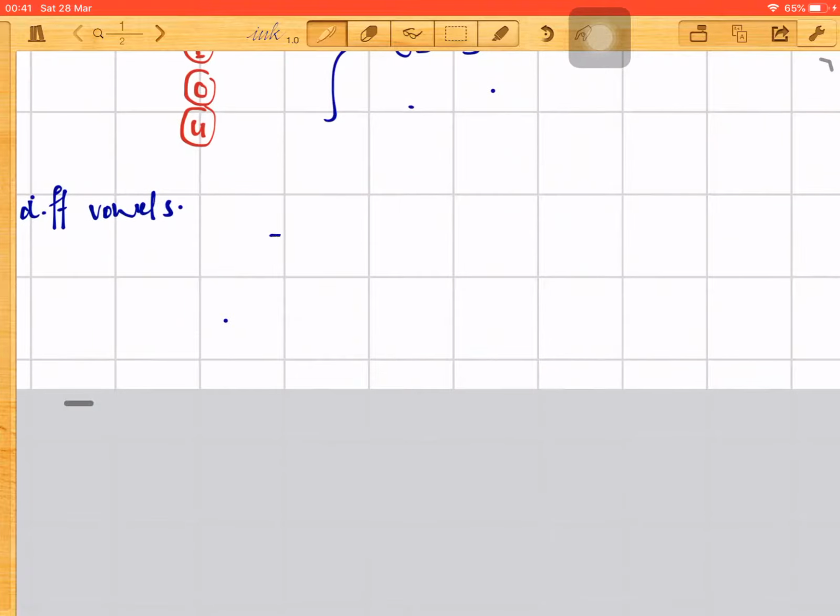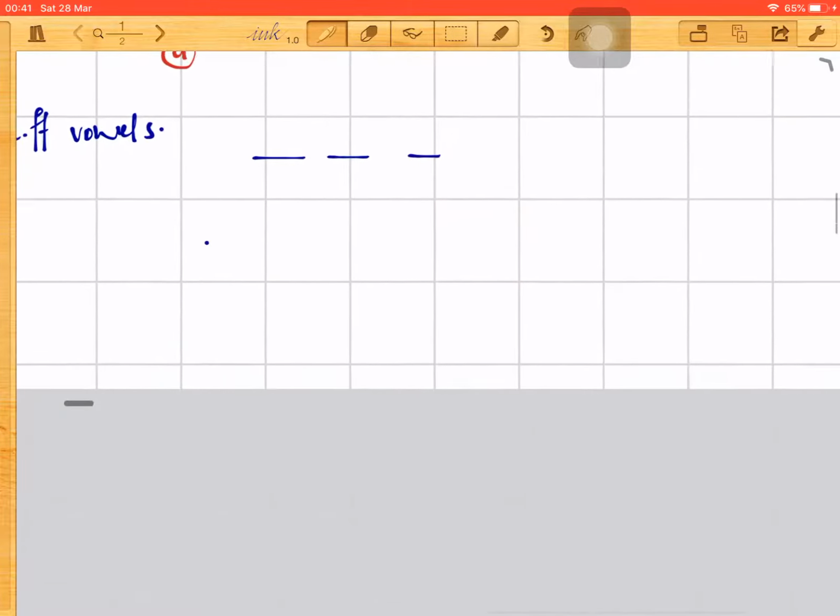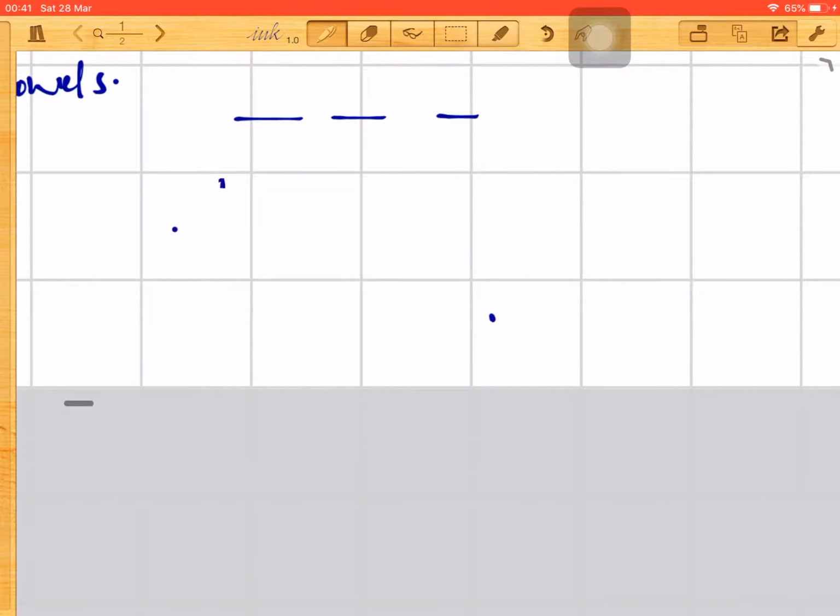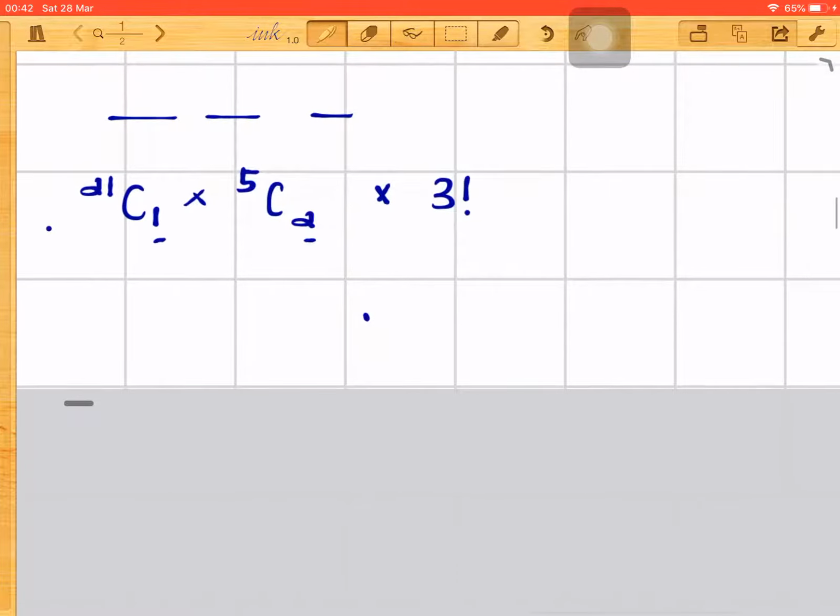So if there are two different vowels, it's actually easier. So it's 21C1, you choose one of the consonants, and the other two you just 5C2. You have 5 vowels to choose from and you choose 2 of them. Now total you have 3 of the result. You just 3 factorial. Yeah, and you don't have to divide because they are not the same anymore.